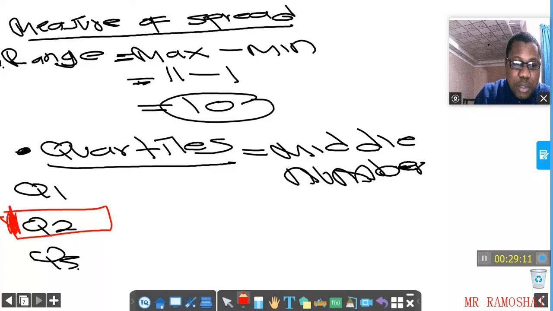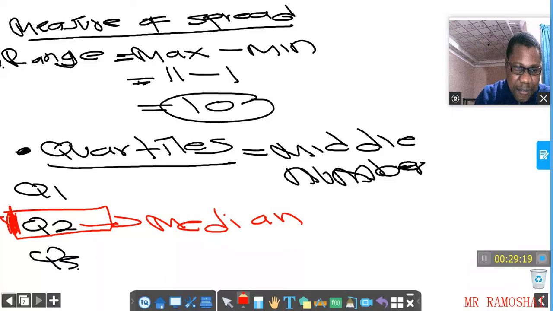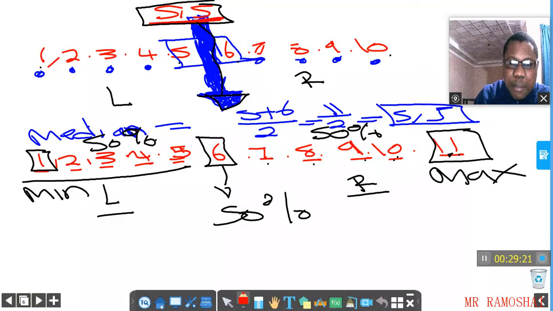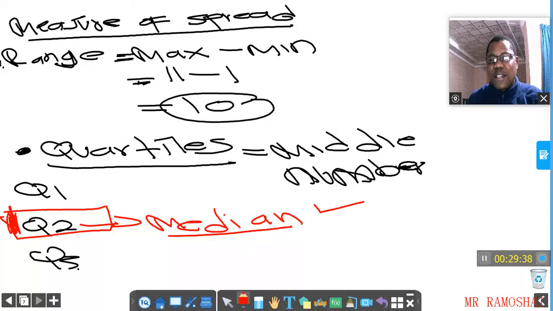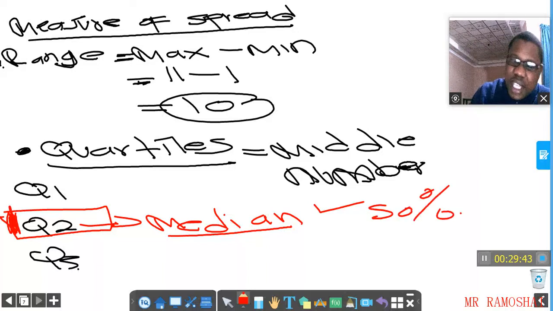When we talk about quartile 2, we are simply talking about the median. If I want to check which number here represents quartile 2, I will still say 6 is quartile number 2 because it's our median. Right? Let's go to our explanation. We say quartiles are middle numbers. Is a median a middle number? That means now we are correct. Now remember, the middle number has divided our data into two equal parts, which is 50%, 50%, right?